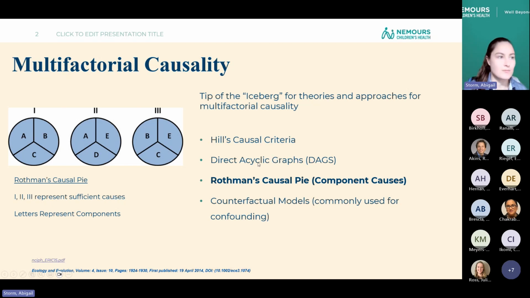And one is the directed acyclic graph, or DAGs. This will look like a spider web a little bit, and I have a visual of that a little bit later. And then one of my personal favorites is Rothman's causal pie, which is considered a component cause. And this became particularly relevant during COVID. So it's also highlighted over here on the left. You have 3 pies here, and at the top, there's 1, 2, and 3. And these all represent sufficient causes that could lead to an outcome.